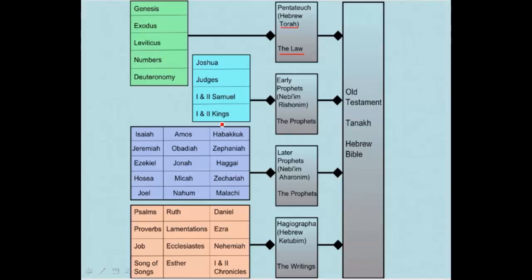The N part of the word here stands for a word that you don't really need to worry about learning the Hebrew word for. It's the word Nebim. You see that word, the T here, and here.